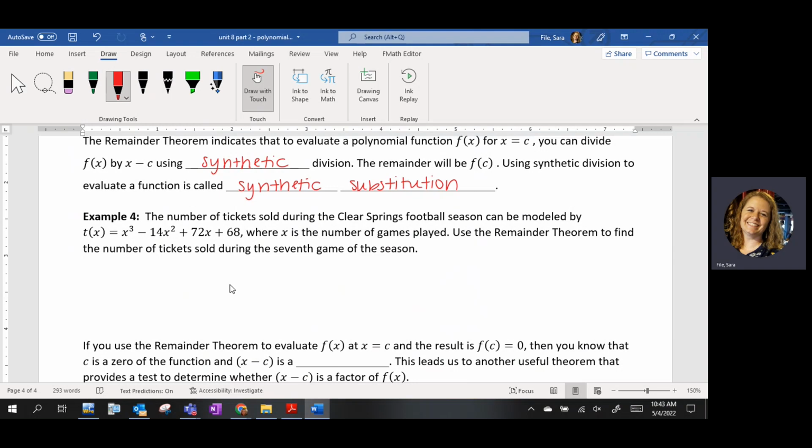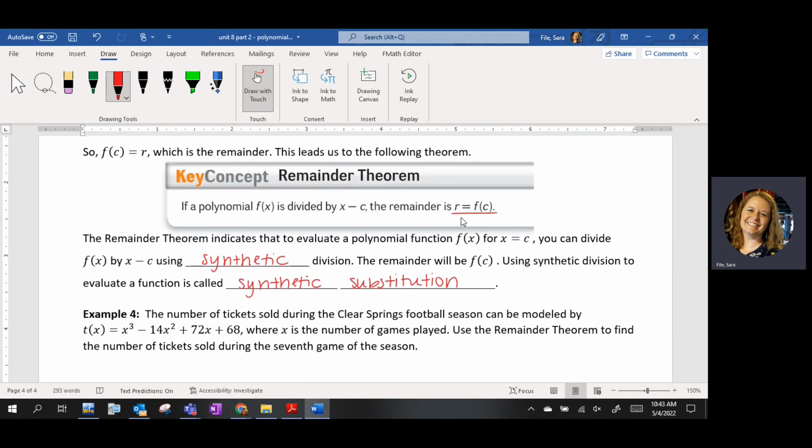All right, so it says the number of tickets sold during the Clear Springs football season can be modeled by t of x, and they give us the function, where x is the number of games played. So use the remainder theorem to find the number of tickets sold during the 7th game of the season. Okay, now it says use the remainder theorem. So that means do synthetic substitution to show that your remainder is your answer.